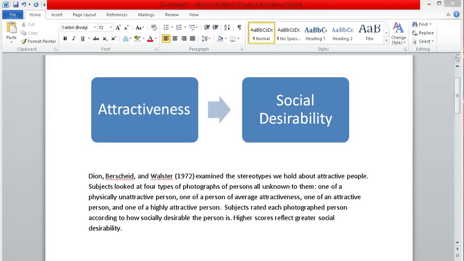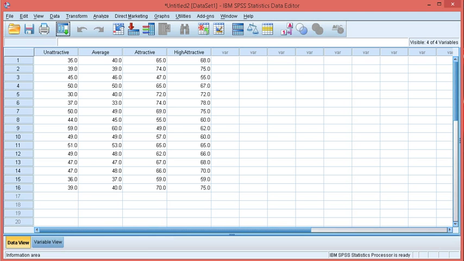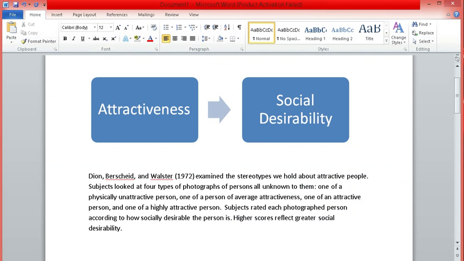For today, we'll do a demonstration on one-way analysis of variance, particularly repeated measures ANOVA. And we'll be doing this demonstration using SPSS. This is our dataset. Before that, let's go to our problem. So this is our problem.